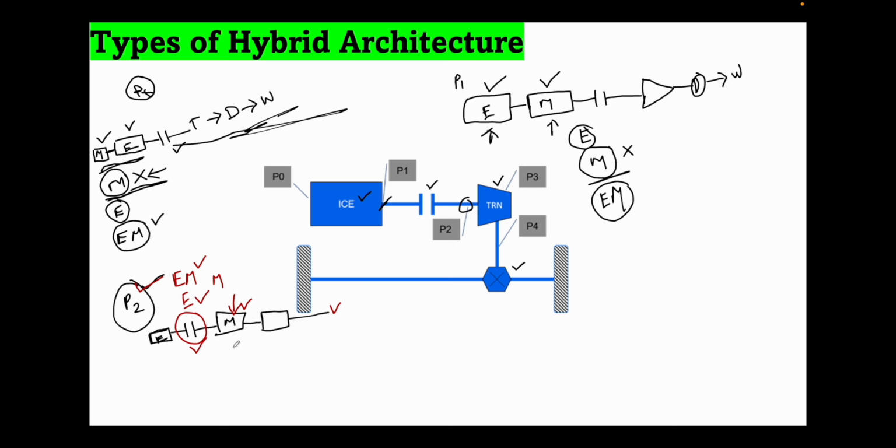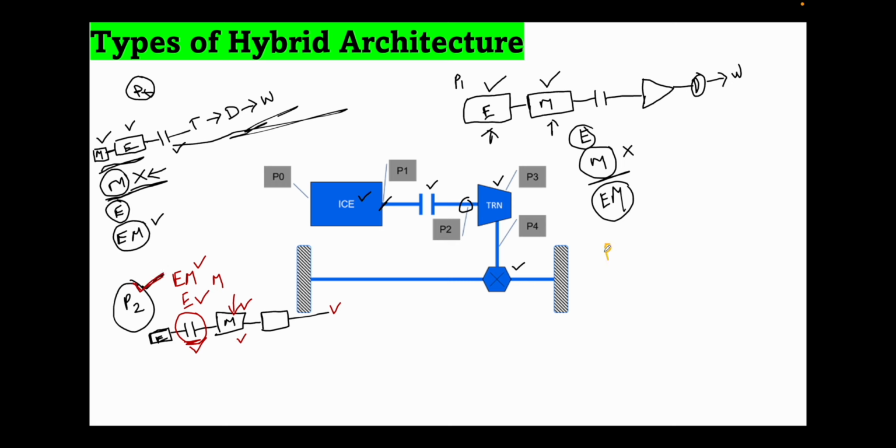But suppose you want to operate only in the motoring mode, then you need to detach this clutch, and you just run only in the e-machine mode. So this is possible in this case. So this is the advantage that we get over here. And along with that, as we are closer to the wheels, the power transmission efficiency also increases with the help of this P2 hybrid. So these are the advantages of P2.